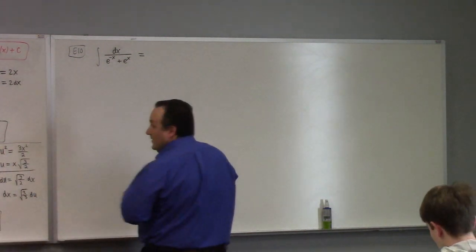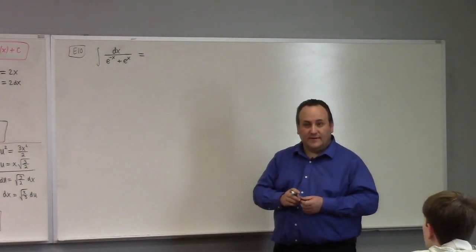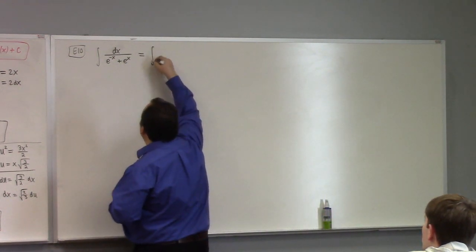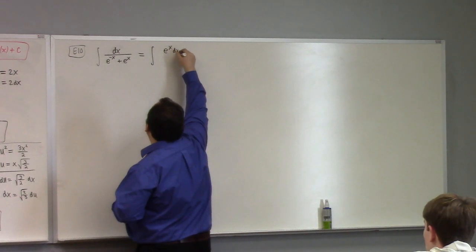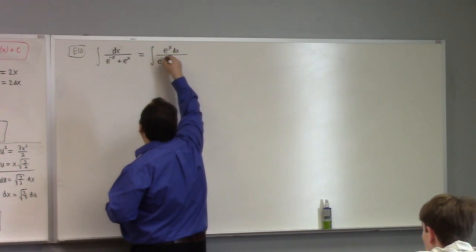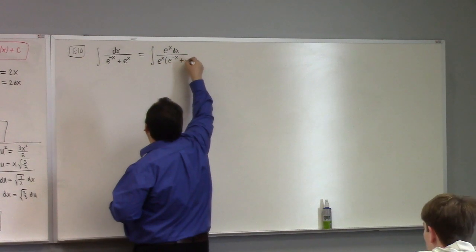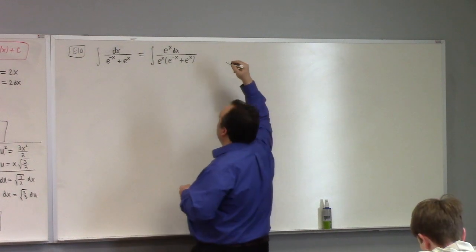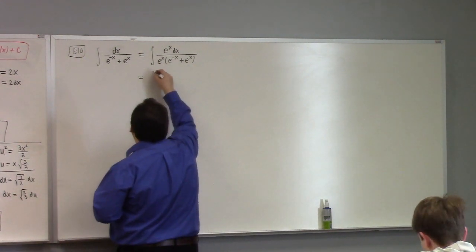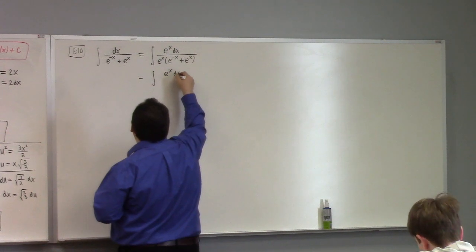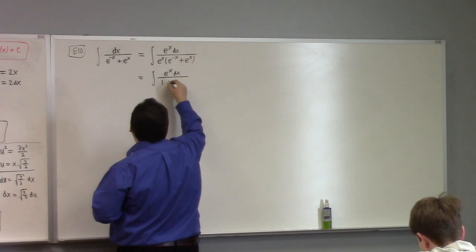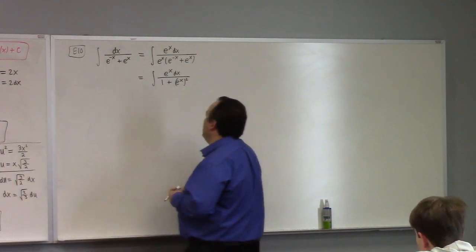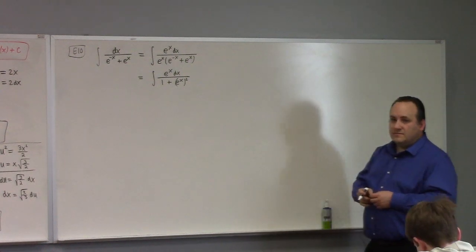Well, I'll show you. First, I'll do some algebra. e to the x dx over e to the x times e to the minus x plus e to the x, right? So I multiply the top and the bottom by e to the x. And what does that do for me? Well, that gets me e to the x dx over 1 plus e to the x quantity squared.